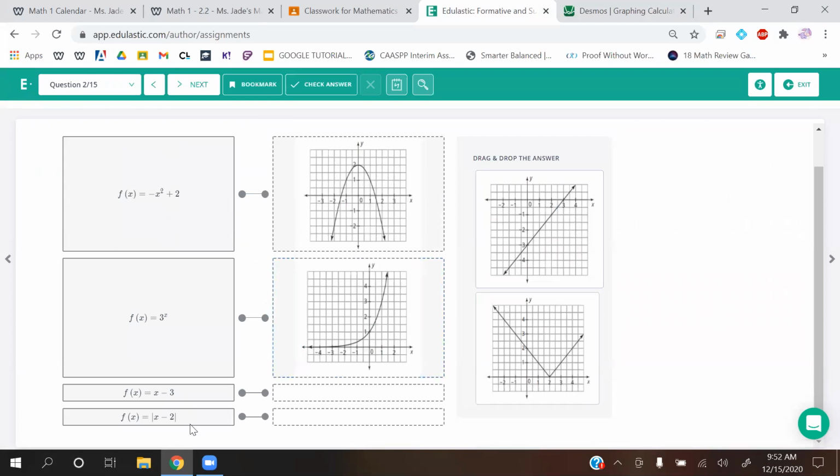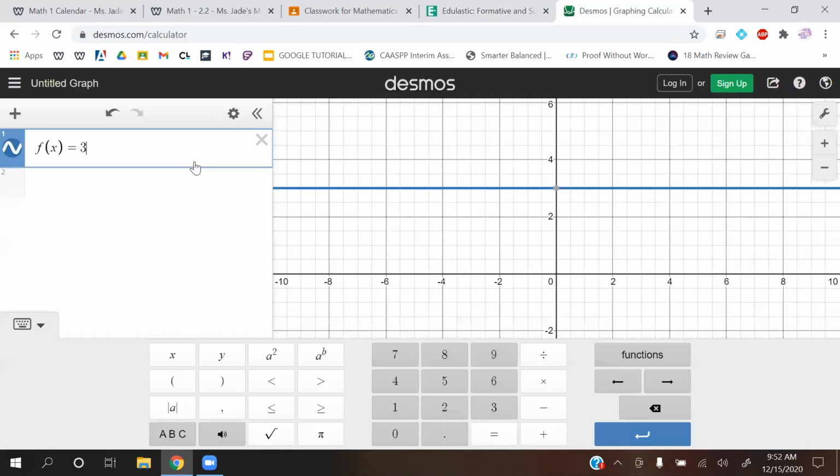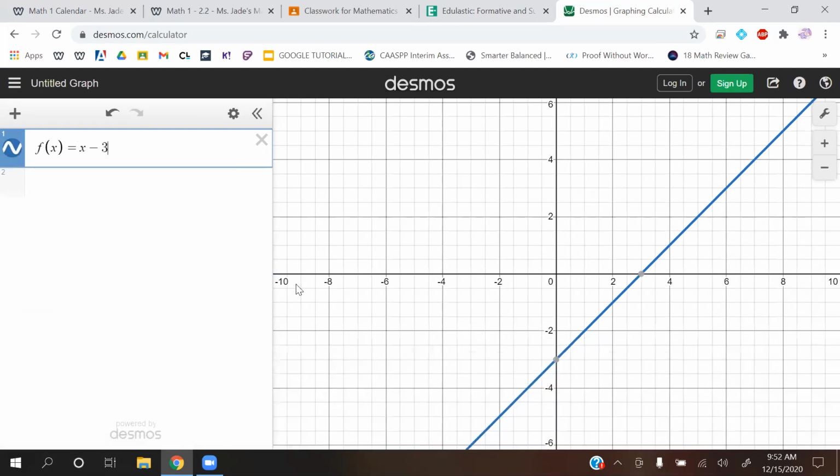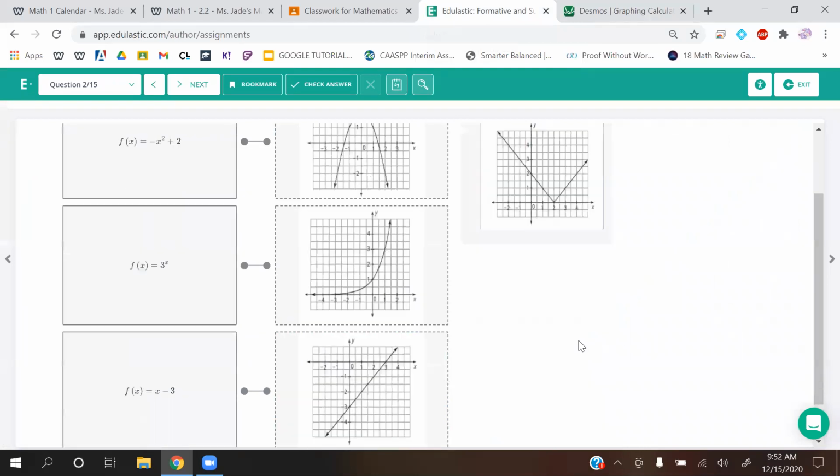Next, we have x minus 3. F of x is equal to x minus 3. I'm going to just delete that, x minus 3. Okay. Move that out of the way. It is a straight line. This is a linear function. Okay, it's a straight line going upwards, an increasing linear function. There it is. Drag and drop.